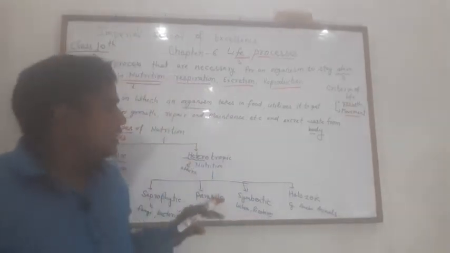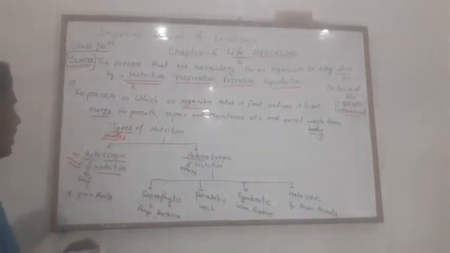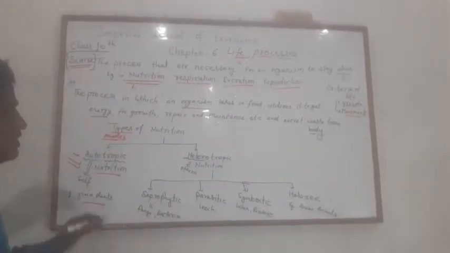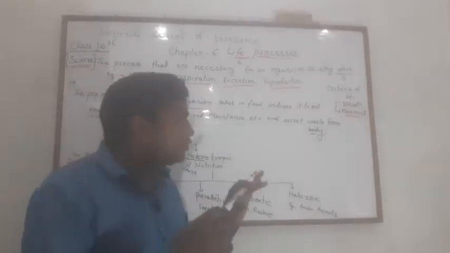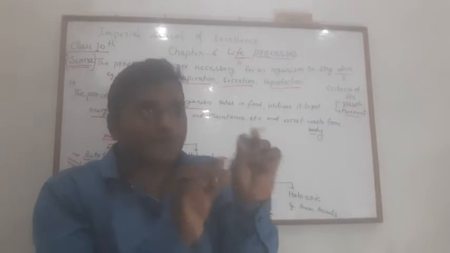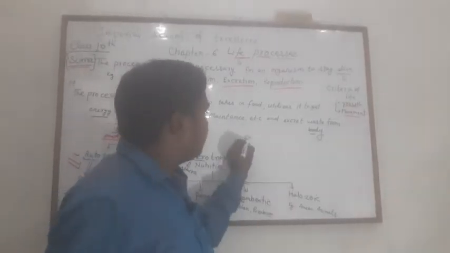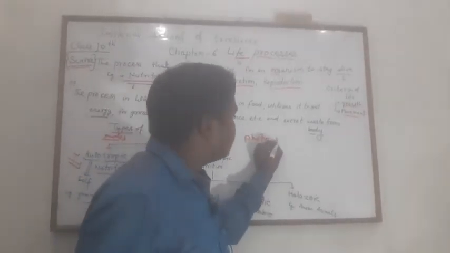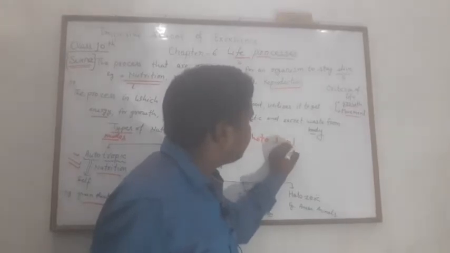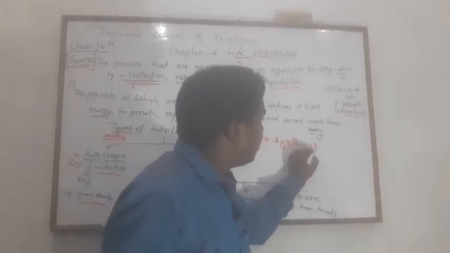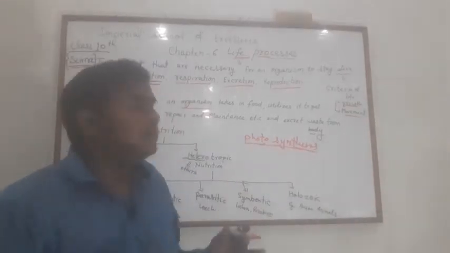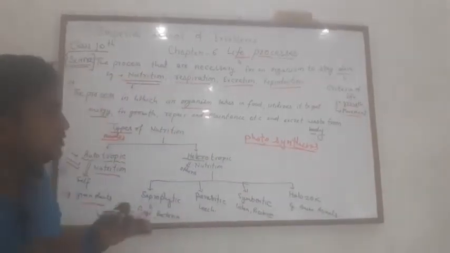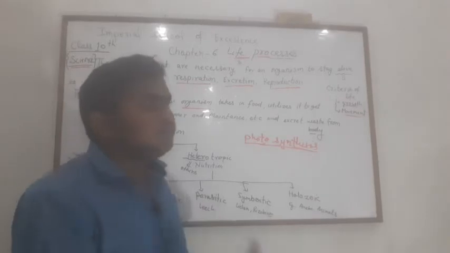And let's see this autotrophic nutrition and photosynthesis, we need to discuss it in detail. So photosynthesis: photo means light and synthesis means to combine. So, making something by combining in the presence of light.